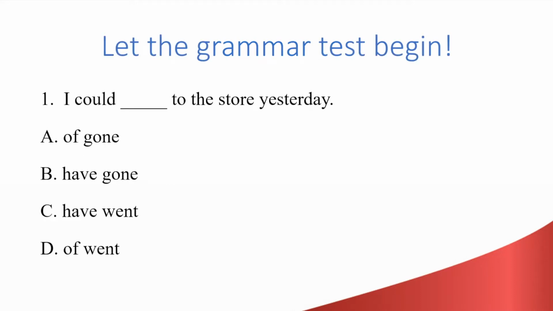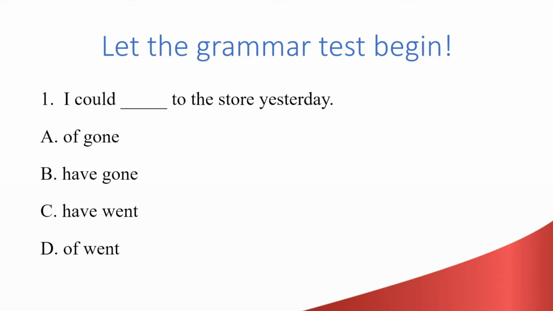So question 1, I could blank to the store yesterday. So you see the 4 options: gone, or have went, or of went. I could have gone to the store yesterday. I could have went to the store yesterday. And of went to the store yesterday.